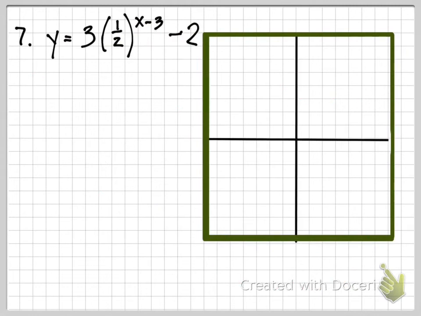For number 7, here is where I would want to find my exponents to be 0 and negative 1. Since I have a b value that is less than 1, it is an exponential decay function. Because my b value is less than 1, so exponential decay.